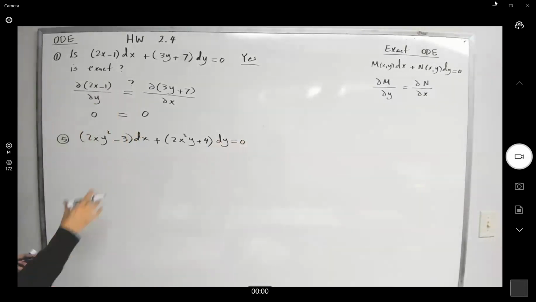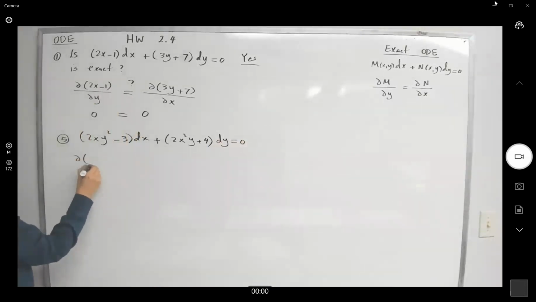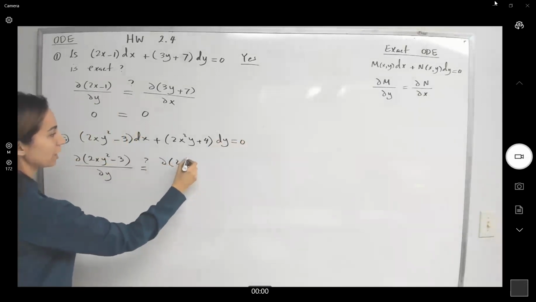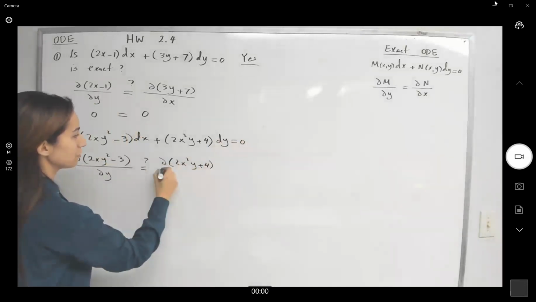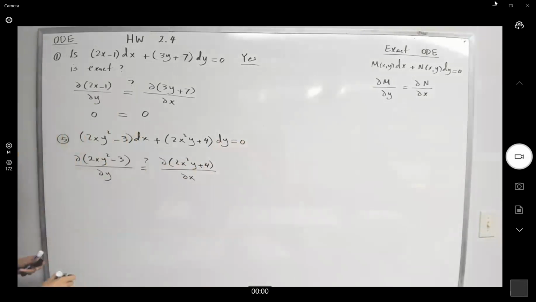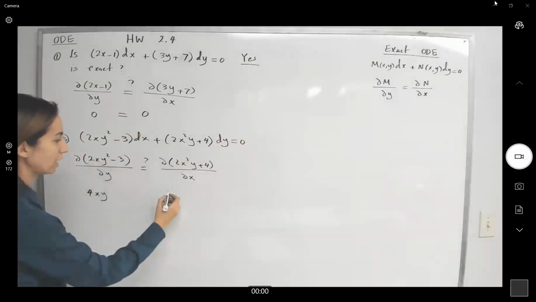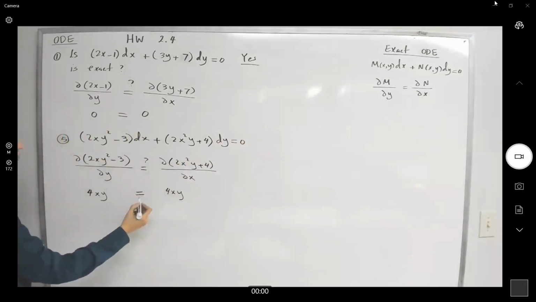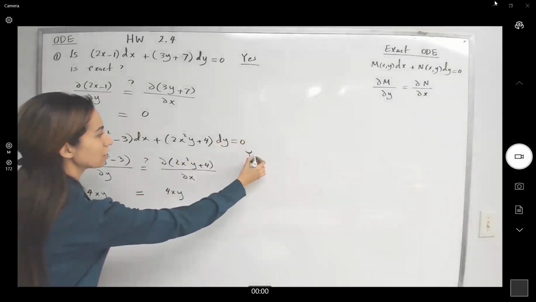Again, the same process. The partial derivative of M with respect to y equals the partial derivative of N with respect to x. With respect to y, this becomes 4xy, and the derivative of 3 is just 0. And with respect to x, we get 4xy. Are they equal to each other? Yes, they are equal to each other. So the answer is yes.